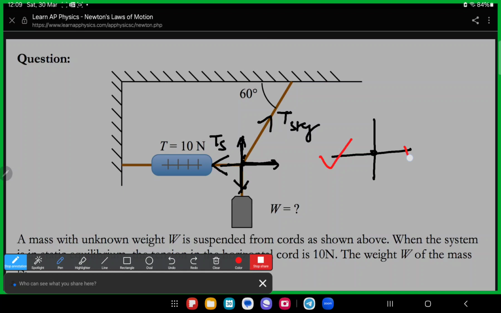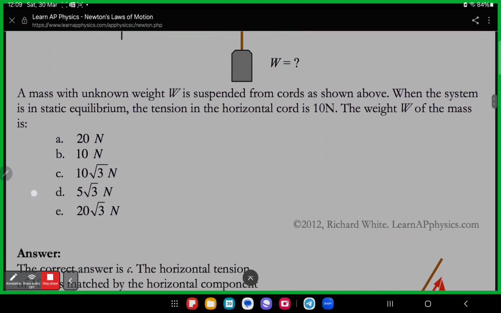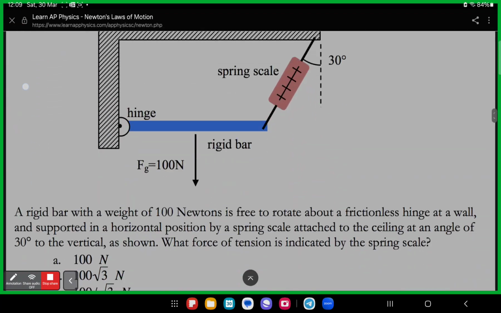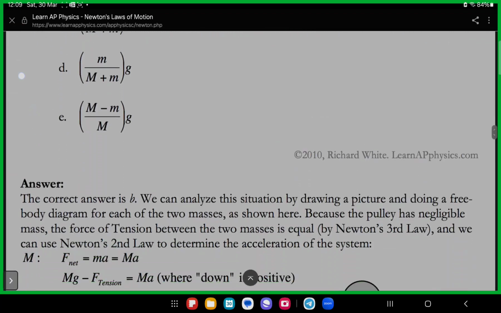balance, it means left hand force equals right hand, upward force equals downward force. So once you keep them equal, whatever they demand, you can get at once. So this is a very similar type.